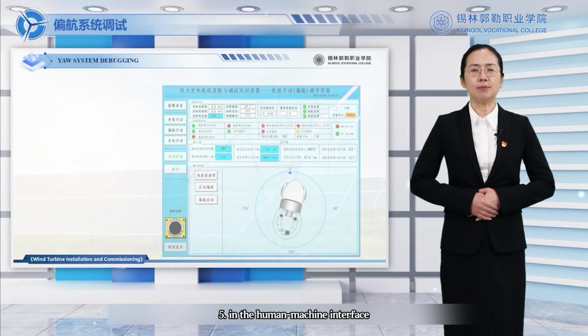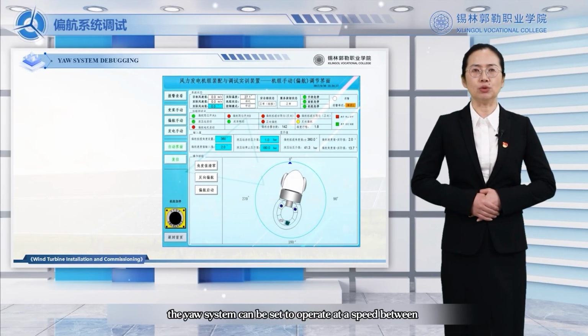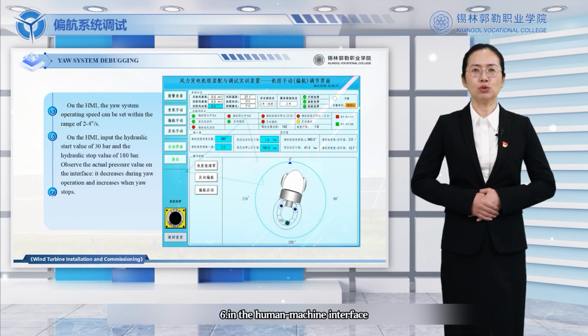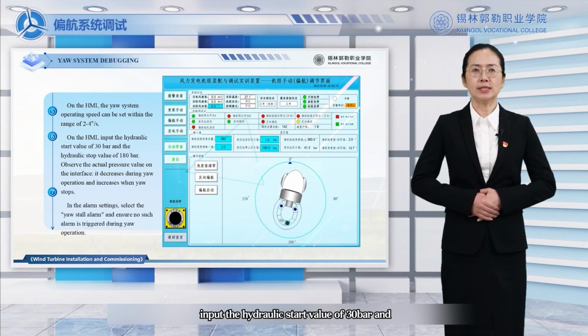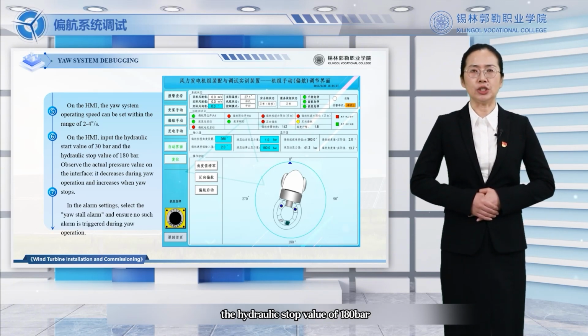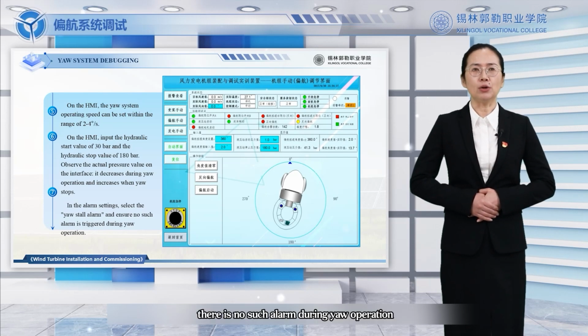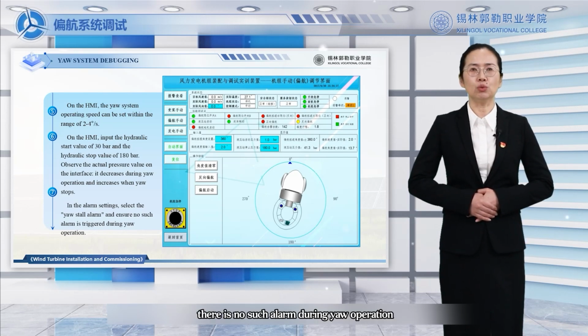Fifth, in the human-machine interface, the yaw system can be set to operate at a speed between 2 and 4 meters per second. Sixth, in the human-machine interface, input the hydraulic start value of 30 bar and the hydraulic stop value of 180 bar. Observe the actual pressure value in the interface. It decreases during yaw operation and increases when yaw stops. Seventh, in the alarm settings, select the yaw blockage alarm to ensure that there is no such alarm during yaw operation.